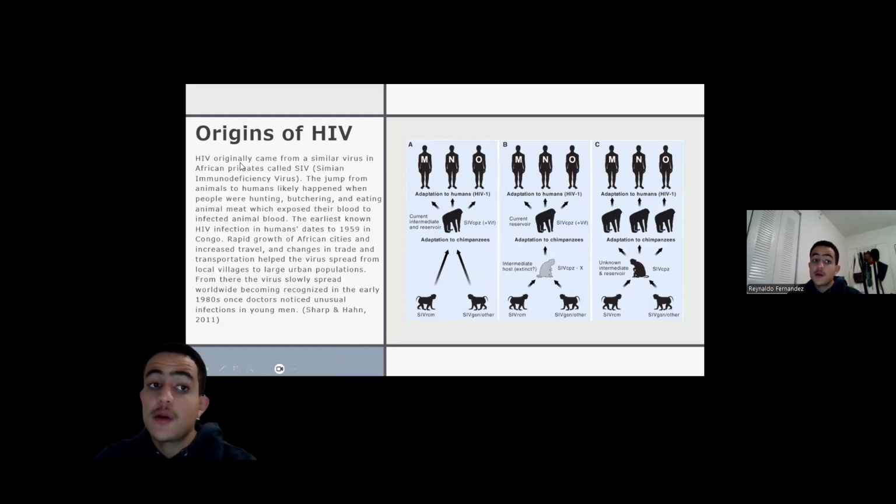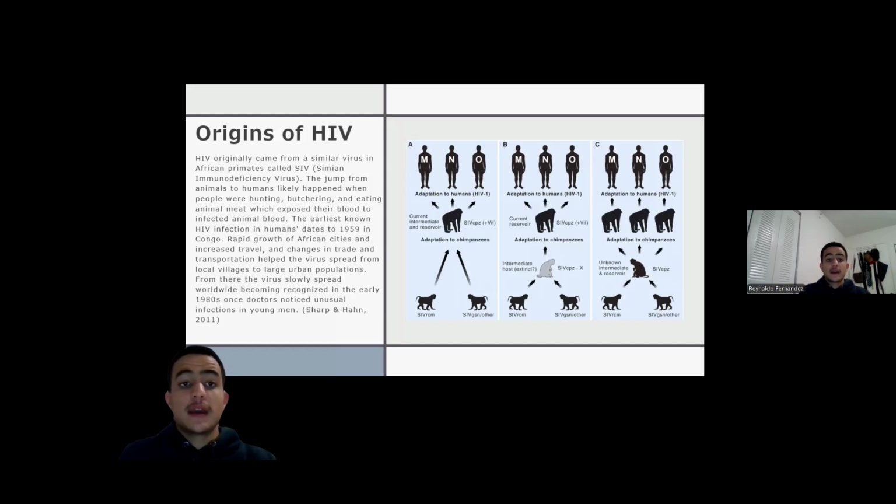So basically, HIV originally came from a similar virus called simian immunodeficiency virus, which affects African primates. The jump from chimpanzees, from animals to humans, likely happened in the 1920s when people were hunting chimpanzees, monkeys, and exotic animal meat, butchering them, and also eating them. And then it exposed the human's blood to the infected animal blood.